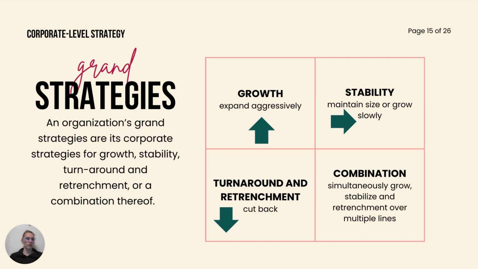Maybe it's turnaround and retrenchment, cut back, cut the fat, I guess. Basically, you're losing money in some area and you've got to cut back. Something's not efficient. It's not working. Combination, maybe you're growing and stabilizing in retrenchment over multiple lines, multiple sports, cutting back on resources, teachers, time, whatever, in order to make things more efficient and productive.